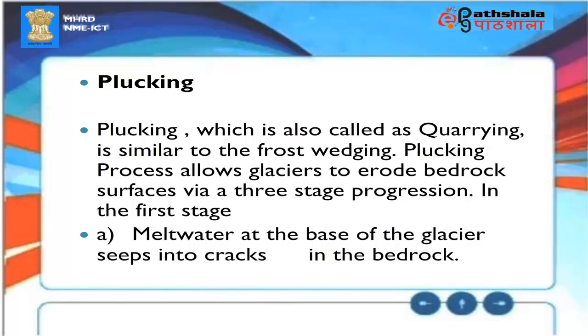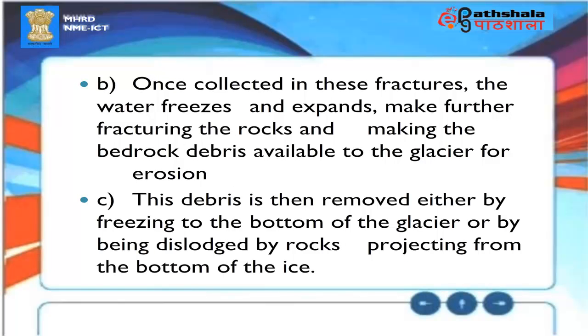Plucking. Plucking, which is also called quarrying, is similar to frost wedging. The plucking process allows glaciers to erode bedrock surfaces via a three-stage progression. In the first stage, meltwater at the base of the glacier seeps into cracks in the bedrock. Once collected in these fractures, the water freezes and expands, further fracturing the rocks and making the bedrock debris available to the glacier for erosion. This debris is then removed either by freezing to the bottom of the glacier or by being dislodged by rocks projecting from the bottom of the ice.